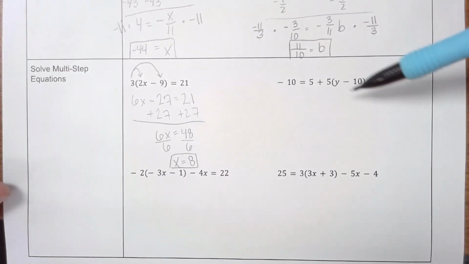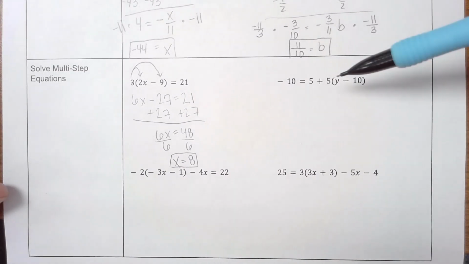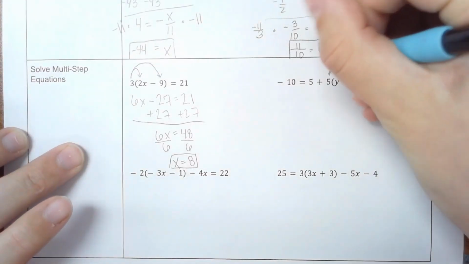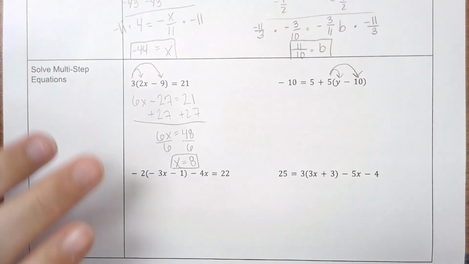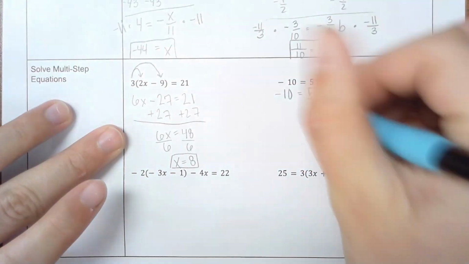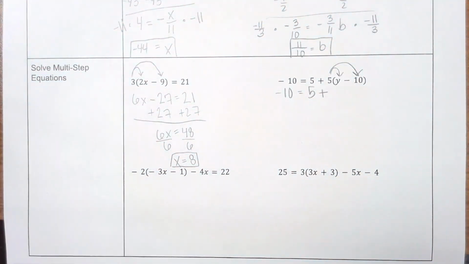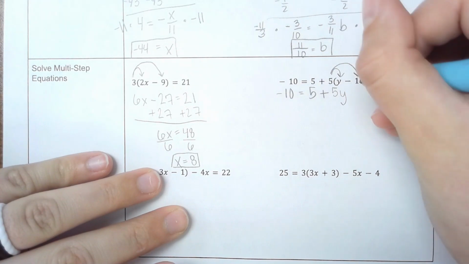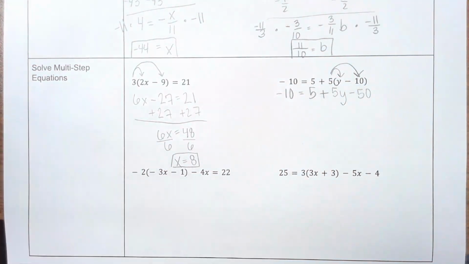Same thing over here. I see some parentheses I need to get rid of. If I can't do anything on the inside, that's when I move to the outside, and I'm going to use my distributive property. So I get negative 10 equals, the 5 is going to stay there for now, okay? So it'll be 5 plus 5 times y is 5y, and 5 times the negative 10 is a negative 50.